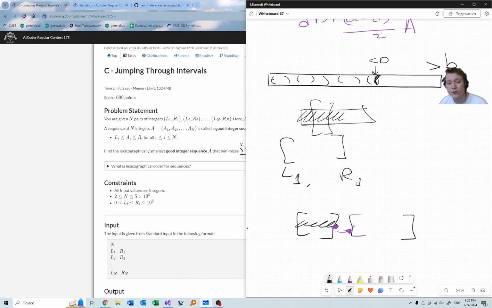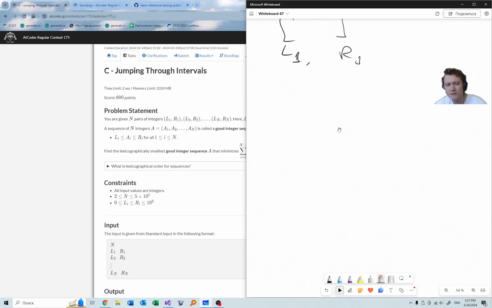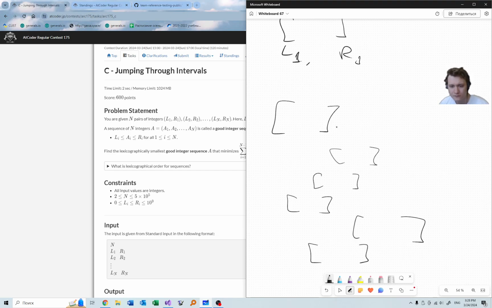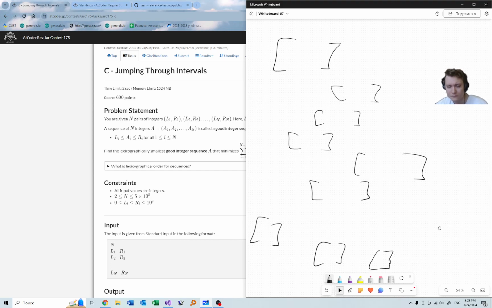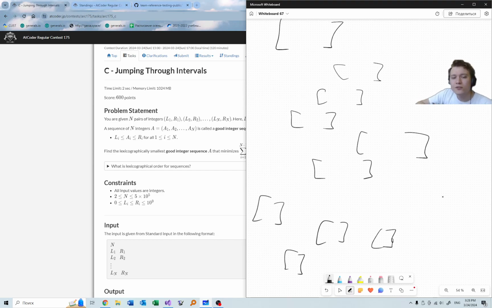Okay, again, as I said, we always make the minimum possible thing. But we need minimum lexicographically. We need to minimize it lexicographically. How do we do that? Let's look at all our segments. And when do we actually have any choice? Yeah, when do we have a choice?